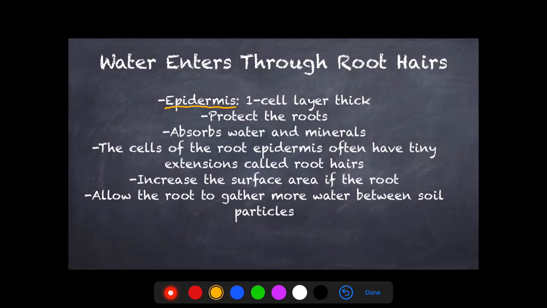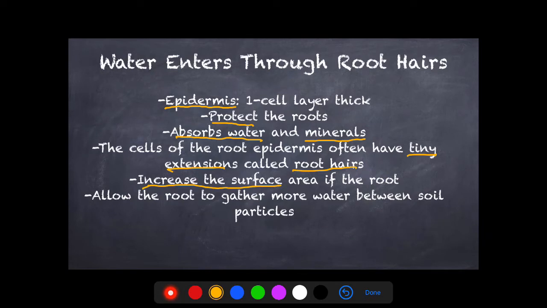But just like our epidermis protects our skin from bacteria and keeps moisture in, the epidermis on plants does the same. The epidermis on the roots, like I said, is one cell layer thick. It helps to protect the roots. It helps to absorb water and minerals that are in the soil. And they have tiny extensions, like we said, that are called the root hairs. So the epidermis itself is what is making up these root hairs. They're not like the hair that's on your head. They are different. And they also increase the surface area of the root.